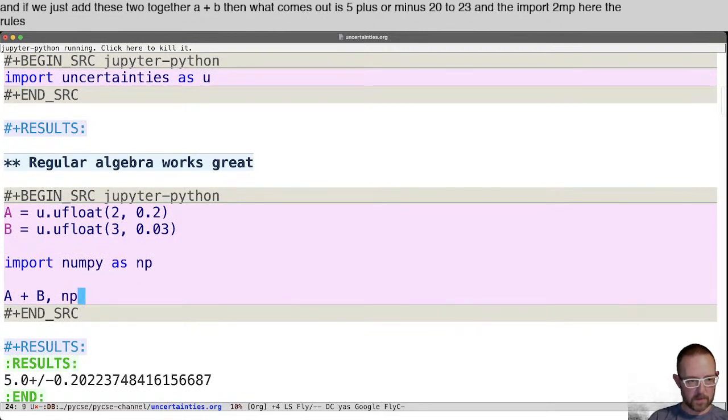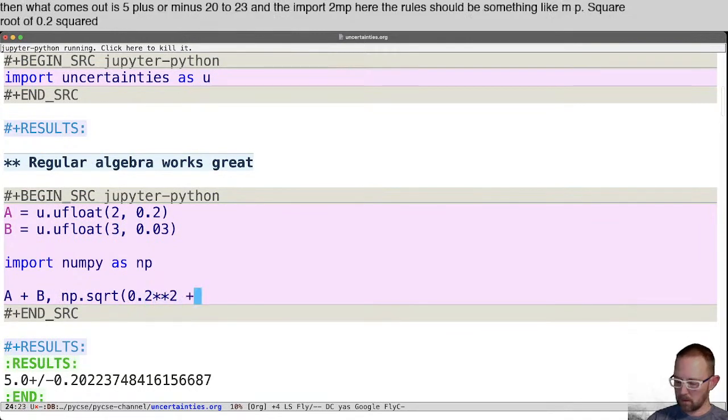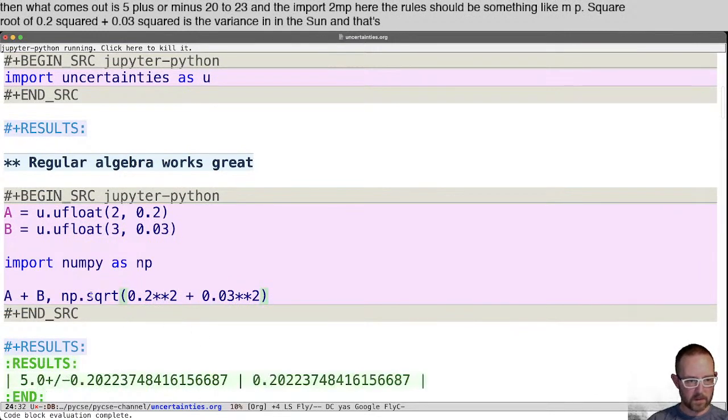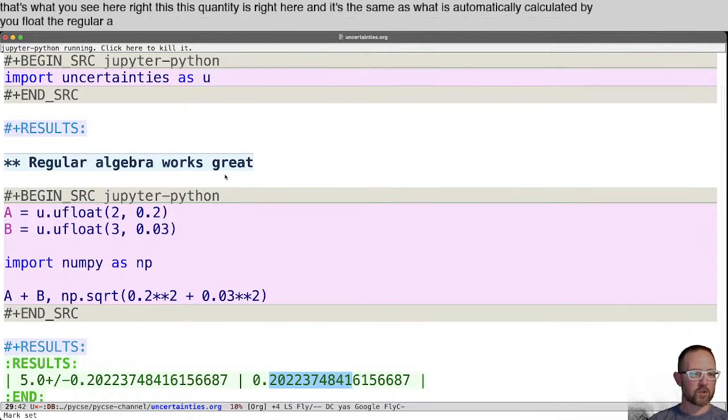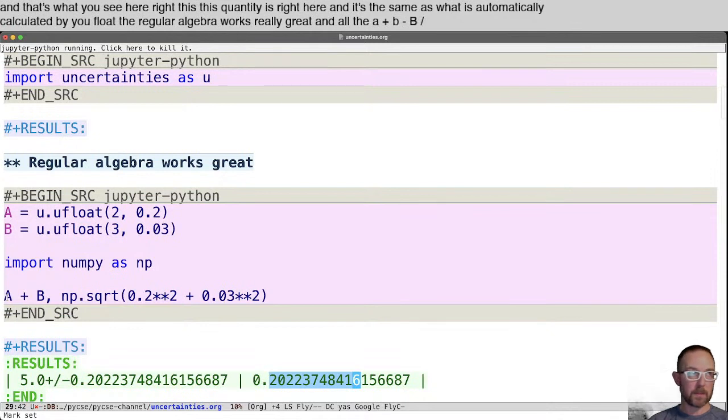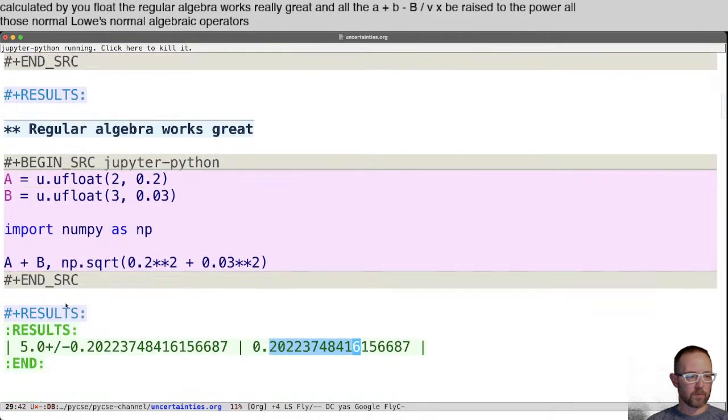Let me import np here. The rule should be something like np.sqrt of 0.2 squared plus 0.03 squared is the variance in the sum. And that's what you see here, right? This quantity is right here, and it's the same as what is automatically calculated by ufloat. So regular algebra works really great, and a plus b, minus b, divided by b, raised to the power, all those normal algebraic operators work perfectly fine.